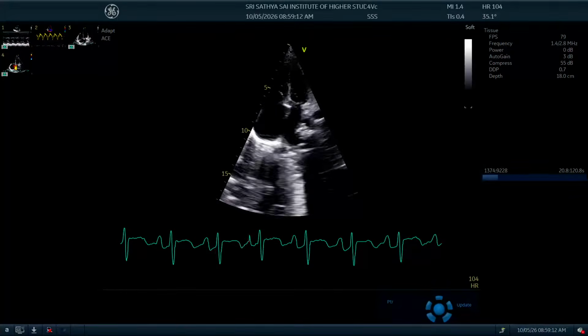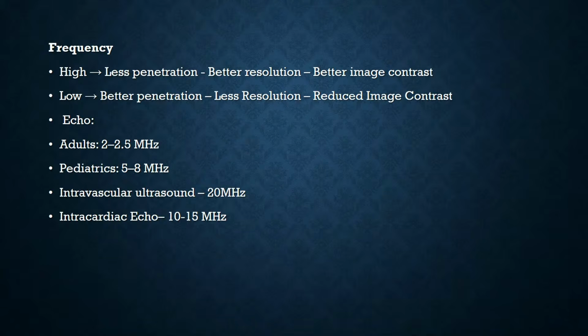Coming to the frequency. Frequency is the important feature of ultrasound. I just touched on the frequency, not much in detail, because it is an important factor to check for the probe which we want to use. You need to differentiate which Hertz probe is used for pediatrics and adults. High frequency: less penetration, better resolution, and good image. Low frequency: better penetration, less resolution, and reduced image contrast.